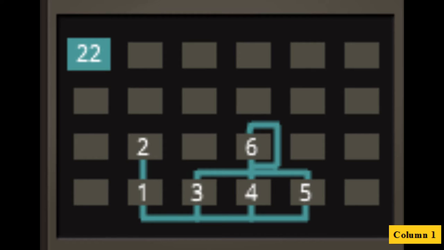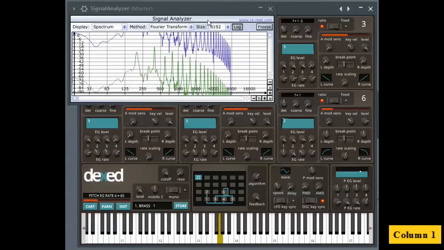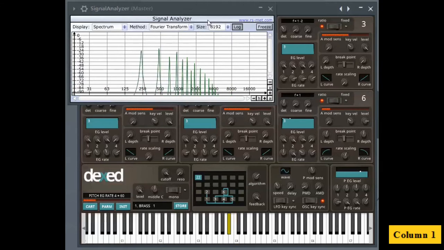Three carriers, operators 3, 4 and 5, are modulated by the same modulator, operator 6. All three carriers and the modulator are adjusted to approximately the same frequency. They produce a saw wave, therefore, but because the three carriers are slightly detuned against each other and, except for operator 4, also against the modulator, we get the acoustic beats, the slow vibrato typical for brass ensembles.